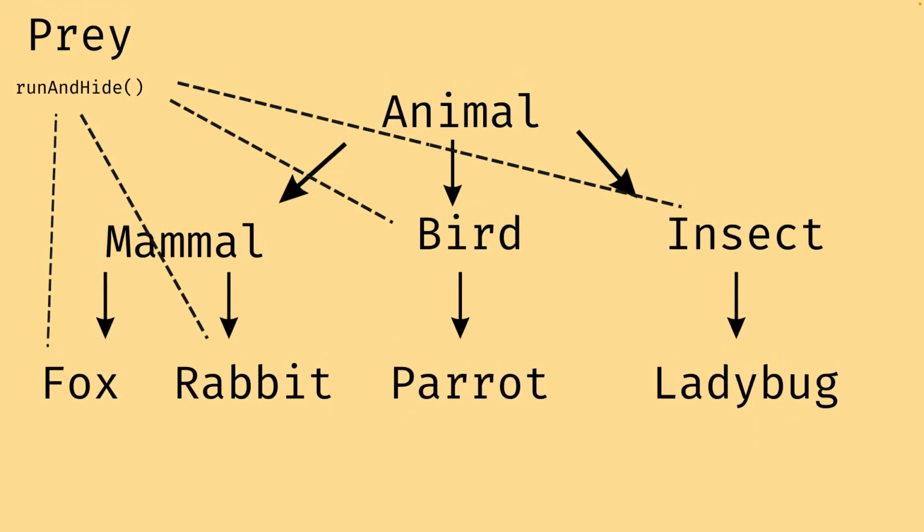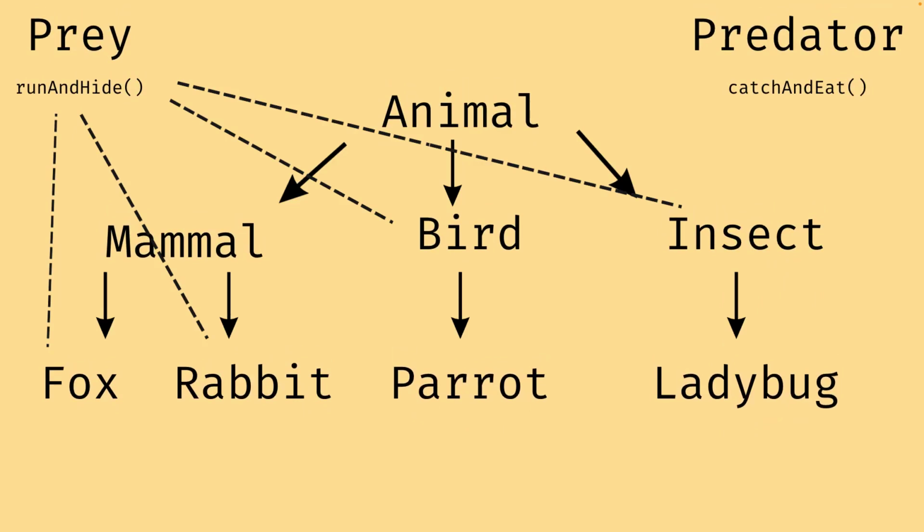When a class implements an interface, we can say there is an is-a relationship between the class and the interface. So in this example, the rabbit is a prey. So is the bird, and therefore the parrot as well. The insects are also preys, and so is the ladybug, because the ladybug is an insect and an insect is a prey. Very much like normal inheritance. But here's the difference.